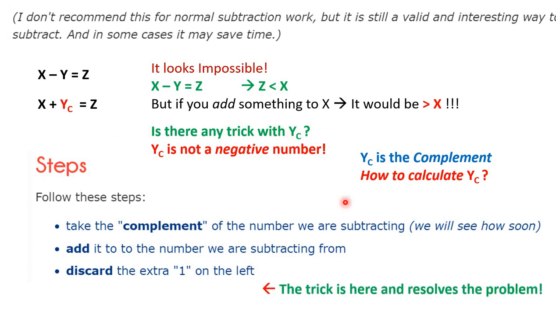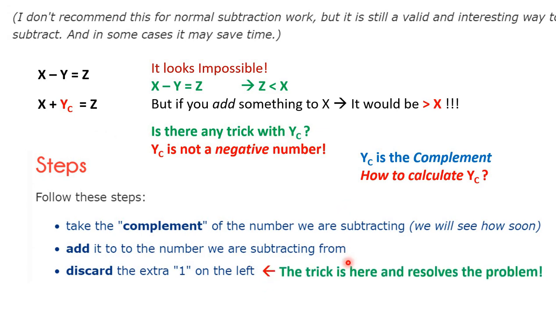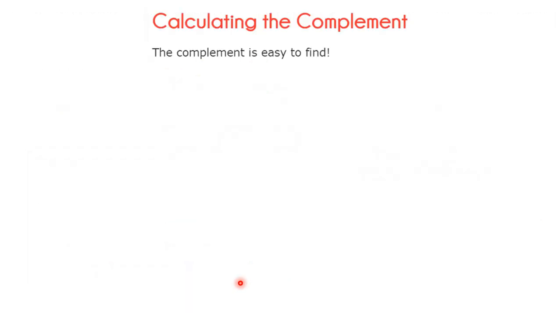Actually the trick is here: we are discarding the extra one on the left, and that resolves the problem, that even when I add something to x, it would not be greater than x. It should be less than x. How? So here the trick lies. Let us see some examples, but before that let us see how to calculate the complement of y.